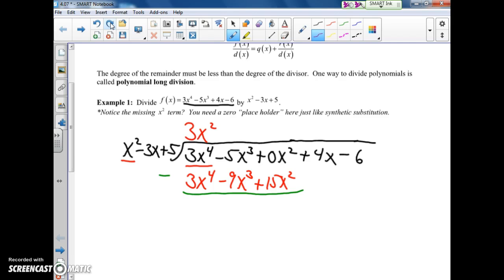Here's what's going to happen. 3x to the fourth minus 3x to the fourth becomes 0. That's supposed to always happen. The first term will always cancel out. Negative 5x cubed minus negative 9x cubed is how much? It should be 4x cubed. That's what you're going to see there.